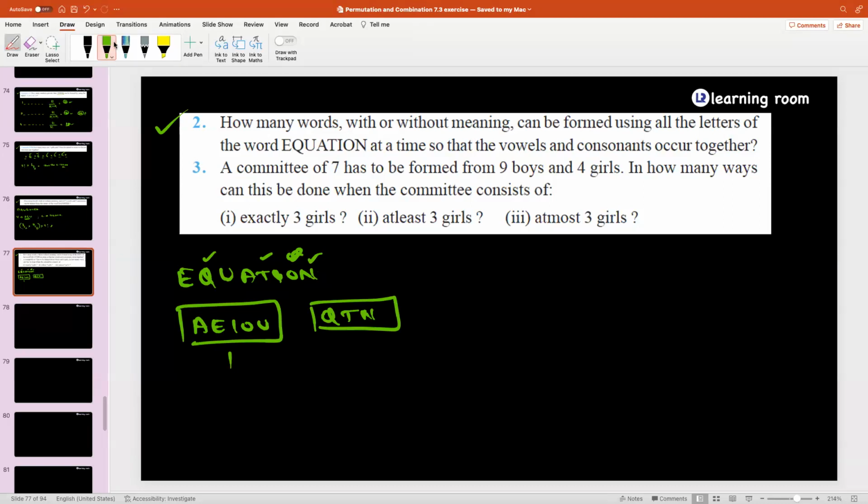Now this can be treated as one letter. So all the vowels put together is one item, and Q, T, N, the consonants put together, is one item. These two items can be arranged among themselves in 2 factorial ways, into the vowels can be arranged among themselves in how many ways? 5 factorial. All the 5 are there, no? Into the consonants can be arranged among themselves in 3 factorial. Yes.